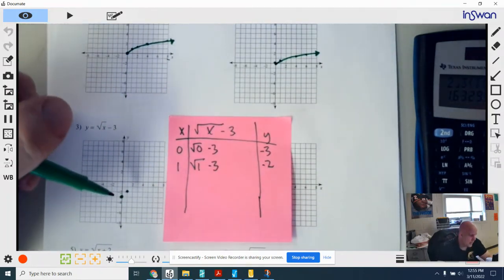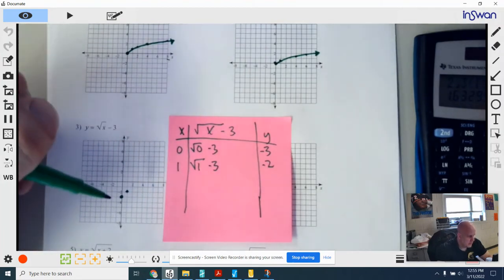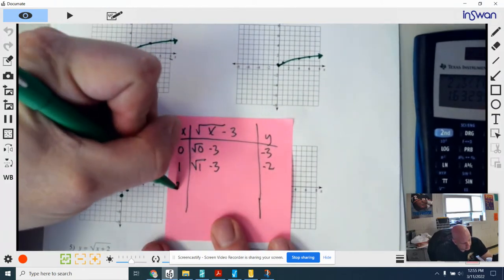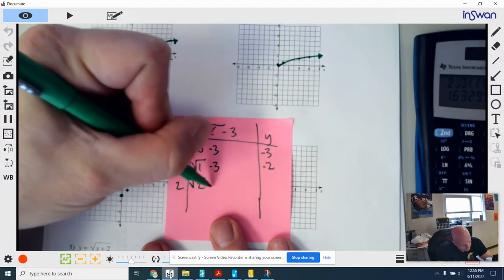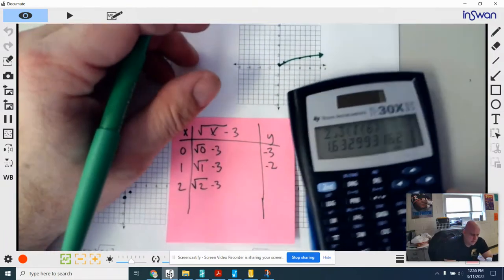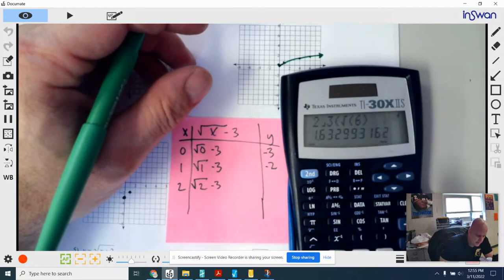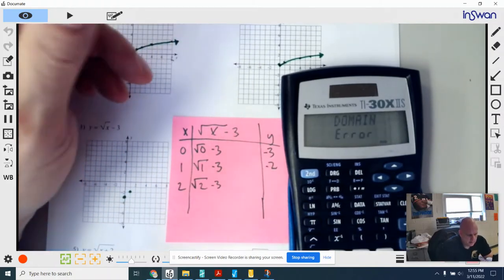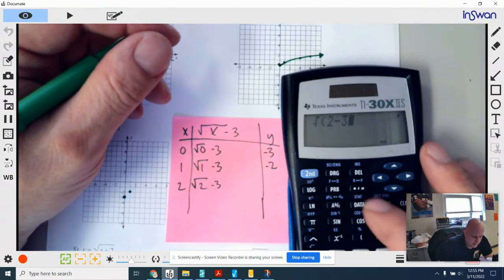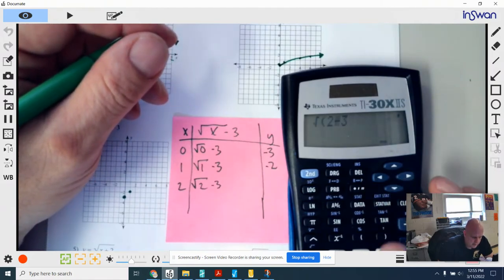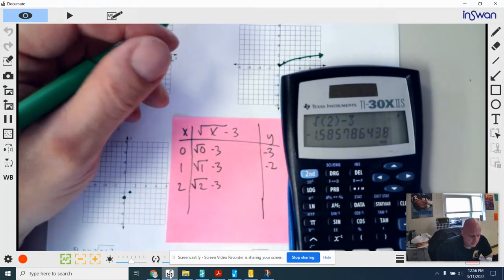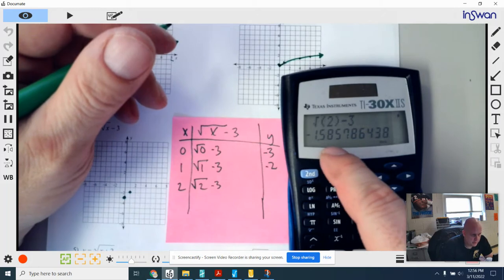So we'll notice this radical function here, you see it's starting to make that curve, and it's below the x-axis at this point. All right, let's try 2. So the square root of 2, take away 3. Because the square root of 2 is not a whole number, I'm going to use my calculator. So square root of 2, and then take away 3. Oh, and see what it said, domain error, because I didn't put a parentheses on there. Take away 3, and it gives you negative 1.58.